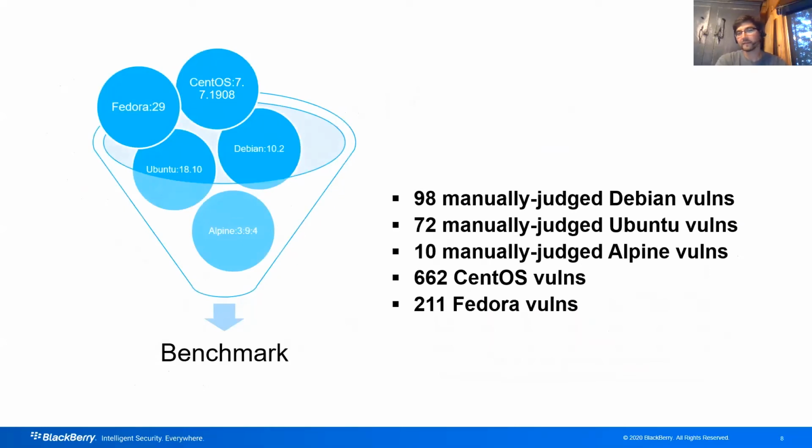We ended up with 98 manually judged Debian vulns, 72 for Ubuntu, and 10 for Alpine. And you can see the number of CentOS and Fedora vulns is just humongous, so given the time that we had, we couldn't manually judge them. Another problem with Fedora was that most of the scanners actually don't support Fedora.